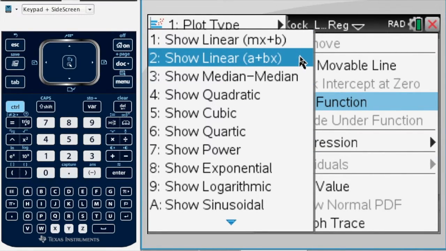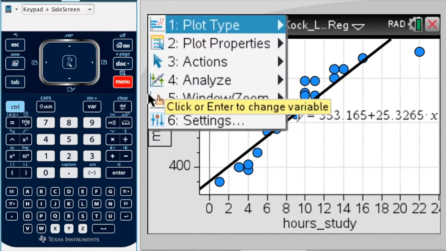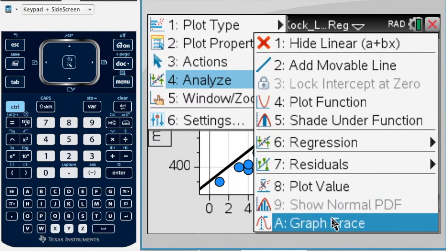Again, I'm going to pick a plus bx. So pick Show Linear, and it graphs the line for us, and there's the same equation that we saw a second ago. If you were to graph this line by hand, I would graph a point on the low end and a point on the high end. Using the calculator, press Menu, Analyze, and go down to Graph Trace.